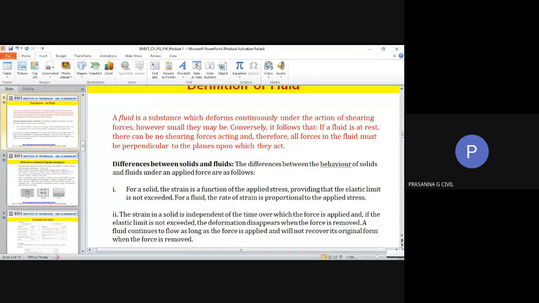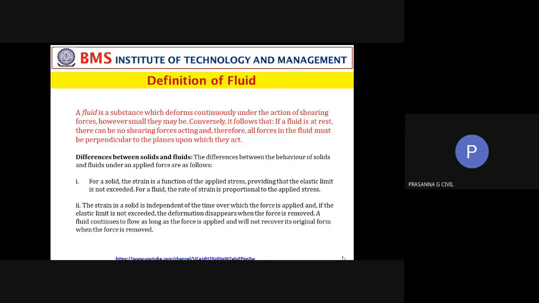So here we are talking about fluid, or what is the definition of a fluid? A fluid is a substance which deforms continuously under the action of shearing forces, however small they may be. So even for a small shearing force, there will be some deformation acting on the fluid. And when you say shear, the best example of shearing is when you tear a paper, you pull the paper in two different directions, the surface that gets torn, that is having the action of shearing on the surface.